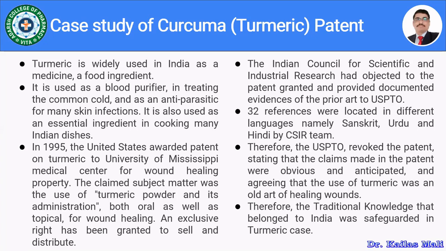They filed litigation against the particular patent and provided documented evidence of prior art to the USPTO, because they wanted documented proof. Orally we know that since ancient times we have been using turmeric, it's fine. But whether it is documented somewhere, yes, we have certain authentic books. Maybe these books are written in local languages like Sanskrit, Hindi, Tamil, Arabic, or many other languages used in India, right?